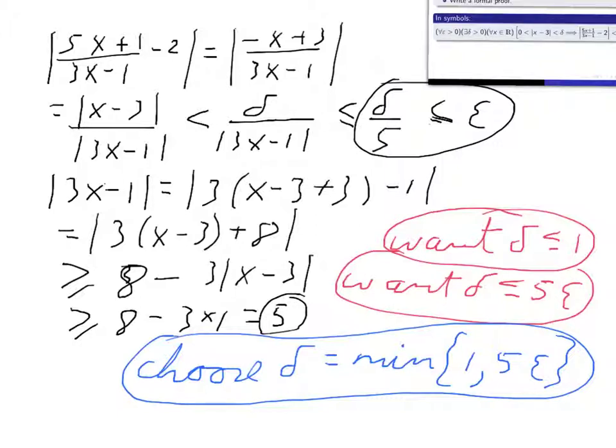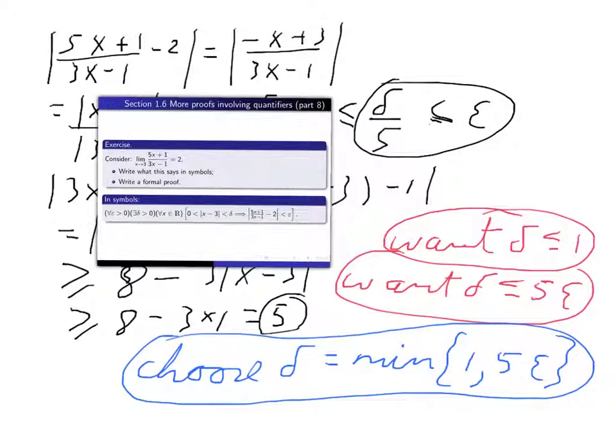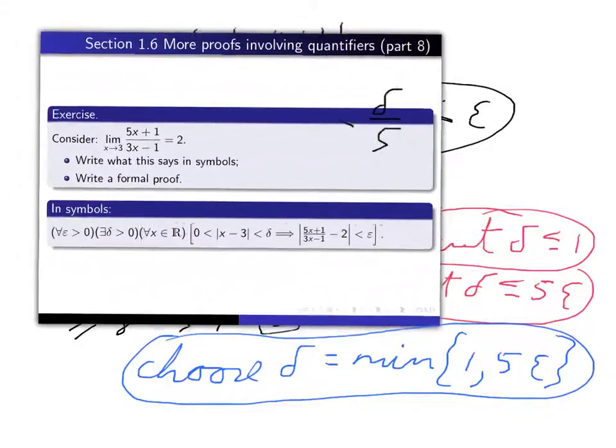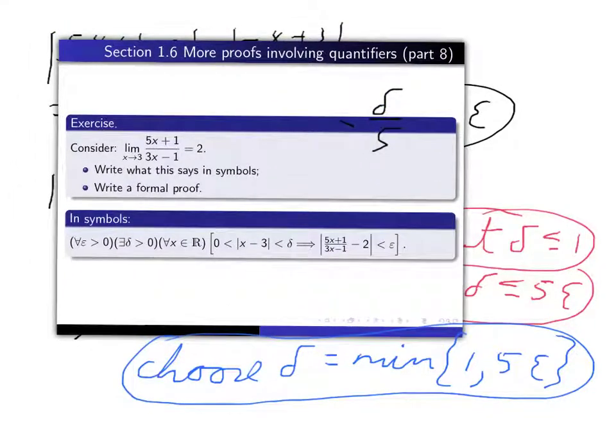And with that, I think we're ready to finish the proof, because this tells you how to write the second sentence of the proof. The second sentence of the proof should be just simply choose delta to be the minimum of 1 and 5 epsilon.